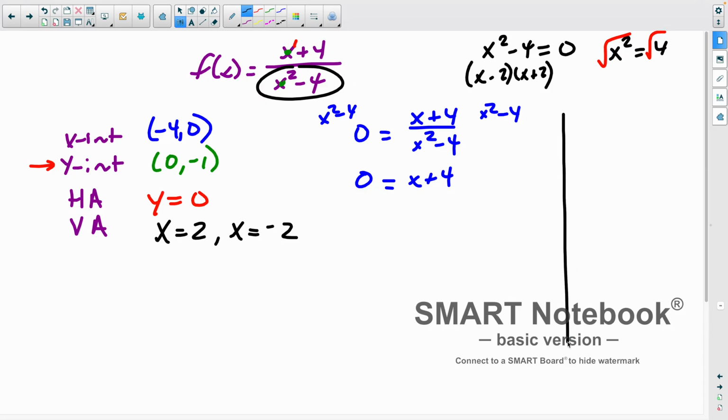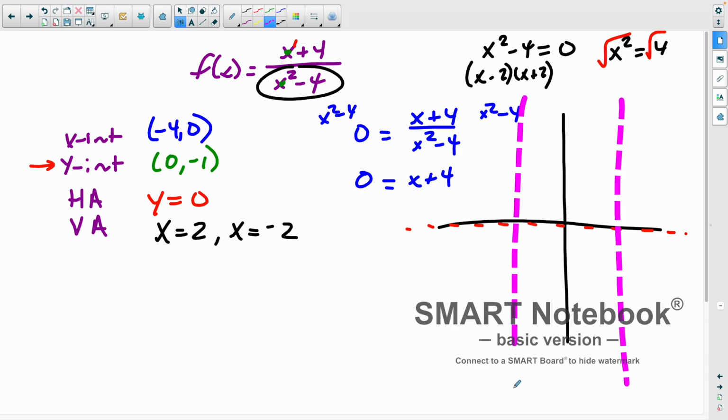So what do we have? I have a horizontal asymptote at 0. I have a vertical asymptote at 2 and at -2. Okay, horizontal asymptote is 0. I've got vertical asymptotes at 2 and -2. I have a y-intercept at 0, -1. And I have an x-intercept at -4, 0.